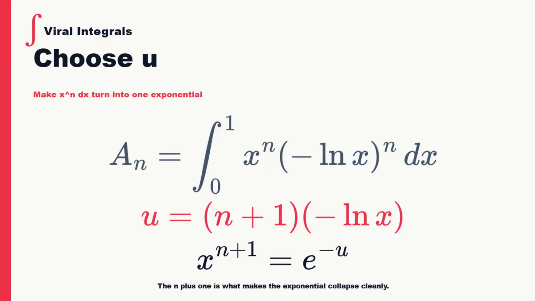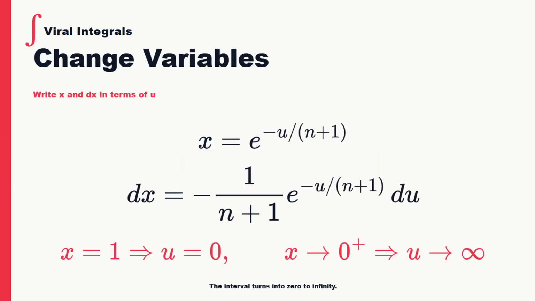The substitution is chosen to make the x to the n and dx part collapse cleanly. Let u equal n plus 1 times negative log x. Then x to the n plus 1 becomes e to the negative u. Now translate the pieces. X is e to the negative u over n plus 1. Dx picks up another copy of that exponential, and the bounds change from x equals 1 and 0 to u equals 0 and infinity.